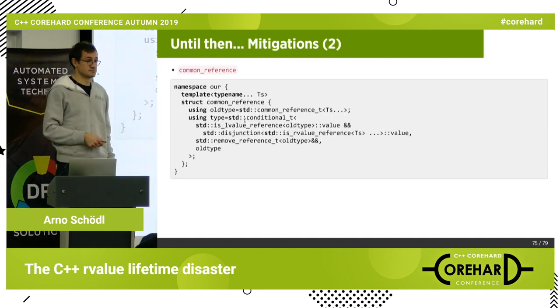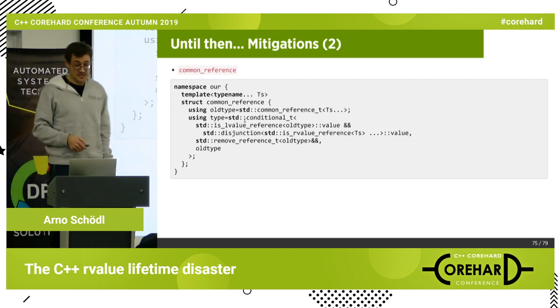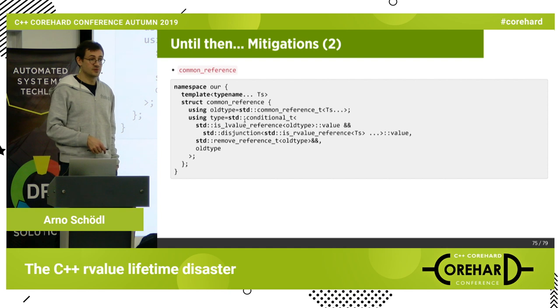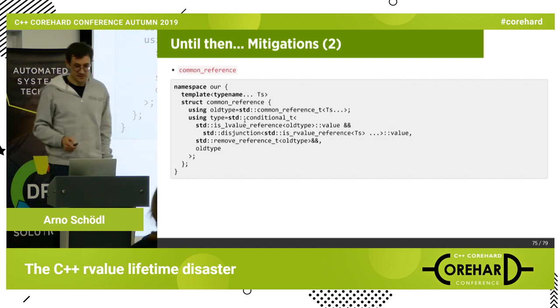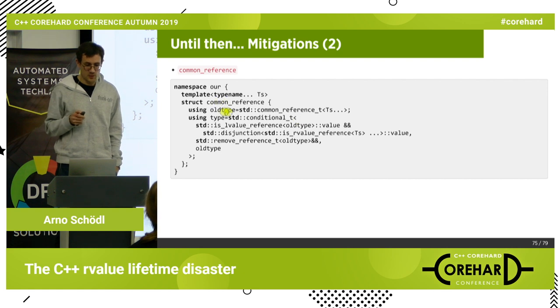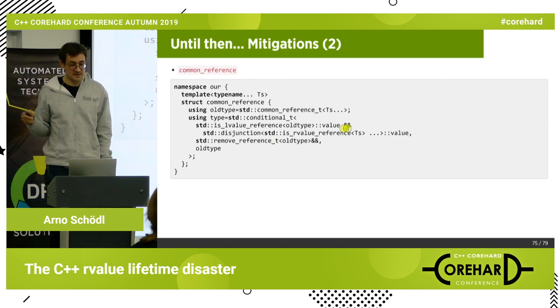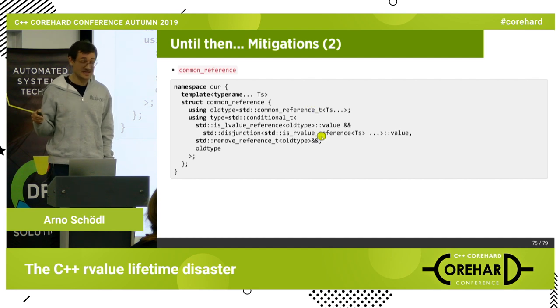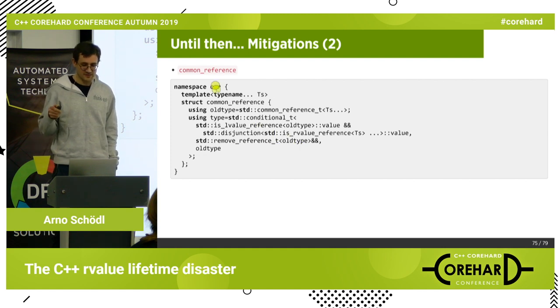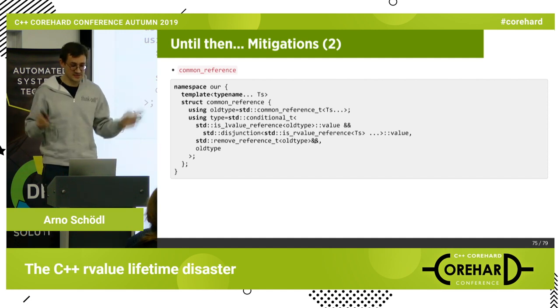Here's our common reference. Basically, it's the std common reference where you define away the bad stuff. So you're saying, okay, it's just like before, like the old common reference. But then I'm checking, is my old type an L value reference, and is anywhere in my list an R value reference? If there is a value, then that's not a problem, because then the common reference is also going to be a value. But if it's an R value reference, we are potentially in trouble, as we've seen. And then, let's take the reference away from whatever this old common reference calculated, the L value reference, and append R value reference. So we turn the L value reference into an R value reference if we think it's dangerous.